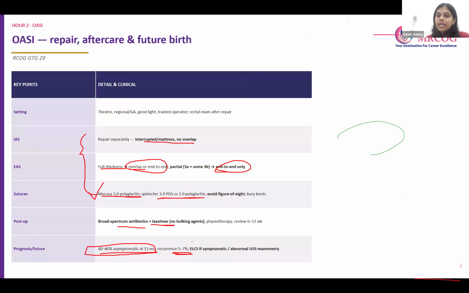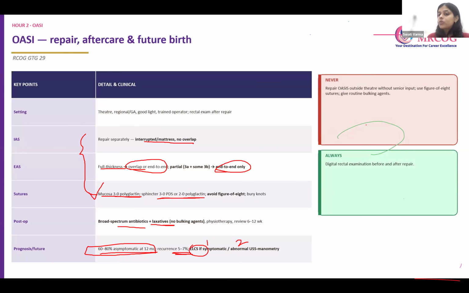Now, usually you can allow vaginal birth if she has become asymptomatic and she is doing well. But if she remains symptomatic, number 1, or if her endoanal ultrasound or manometry shows abnormality, number 2, then if either or both is there, you have to go for elective cesarean section in the next delivery.